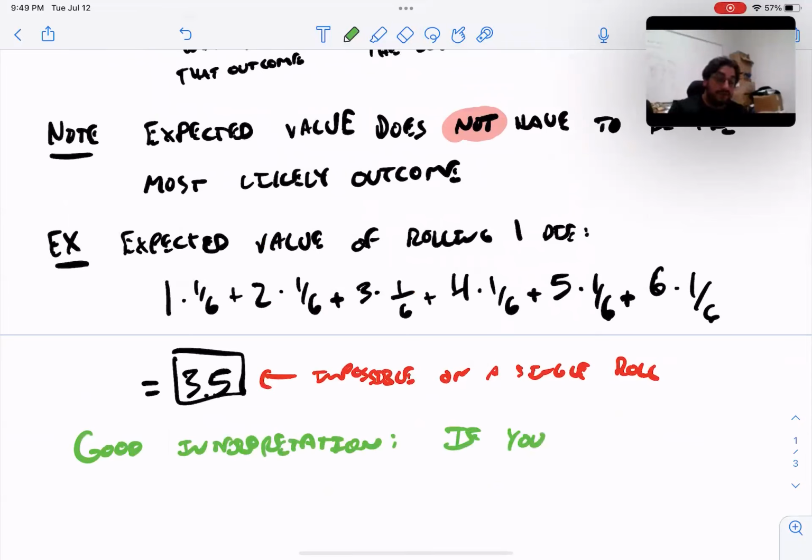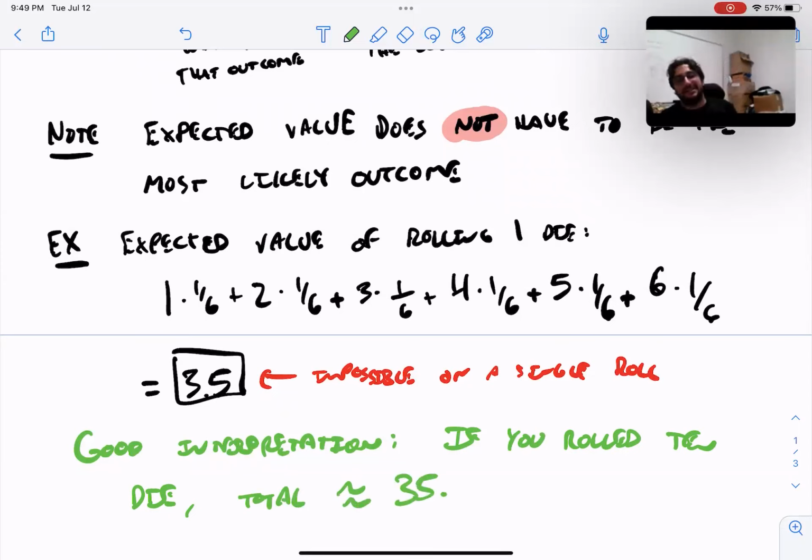If you rolled 10 dice, there's a really good chance that the total would be around 35. There's a really good chance that you'd get about 35. And this is a fun thing to actually try. Take an actual six-sided die, roll it 10 times, it doesn't take very long, and add up the results. And I'd be willing to bet you get something very close to 35.